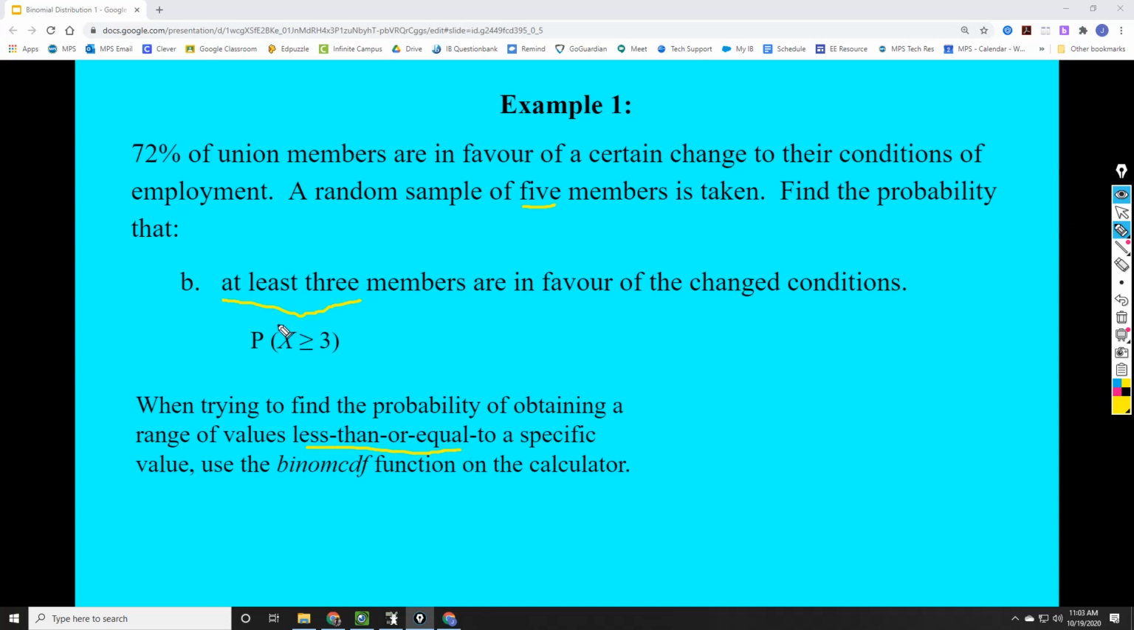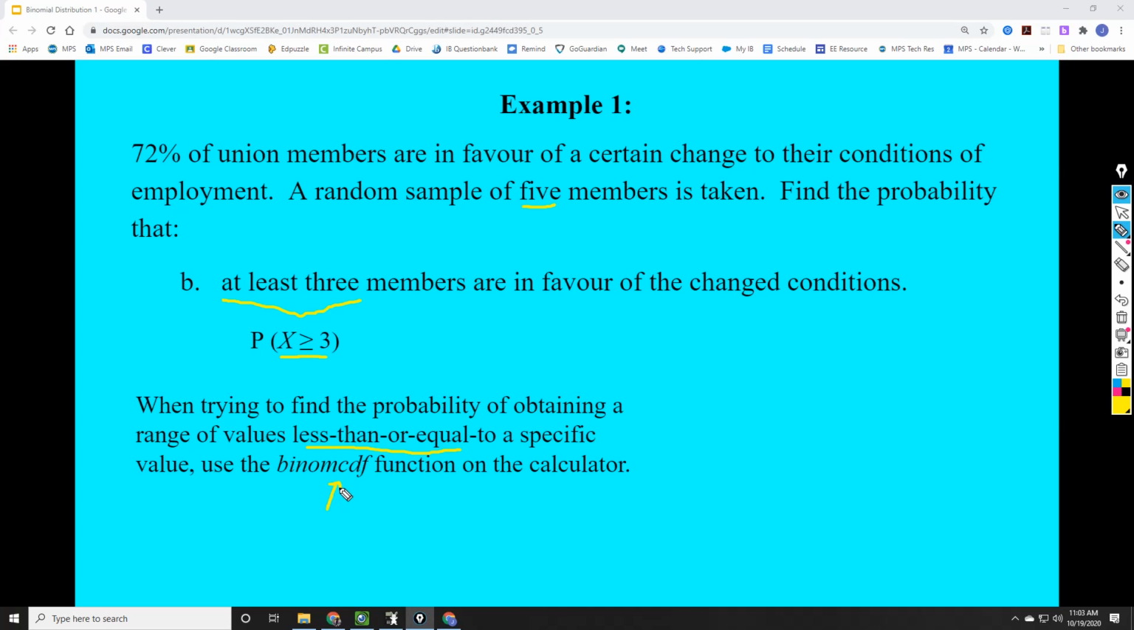But you can see here that we're looking for at least 3. That would be that the number of people who are in favor of this change are greater than or equal to 3, as I wrote here. Greater than or equal to 3. Again, 3 or 4 or 5 are what we're looking for. But as I just pointed out, CDF does less than or equal to.